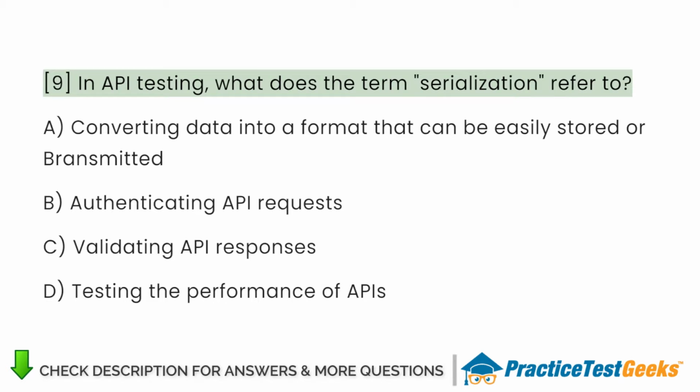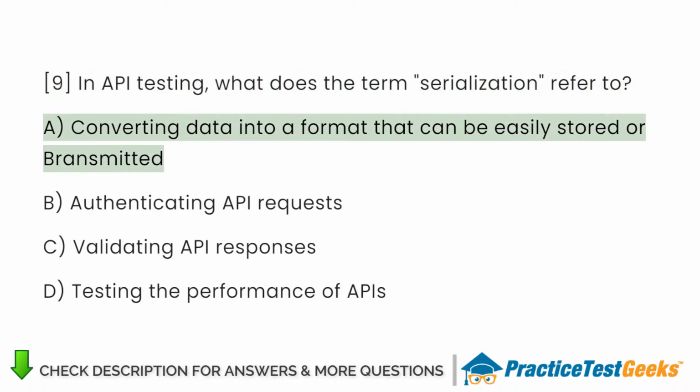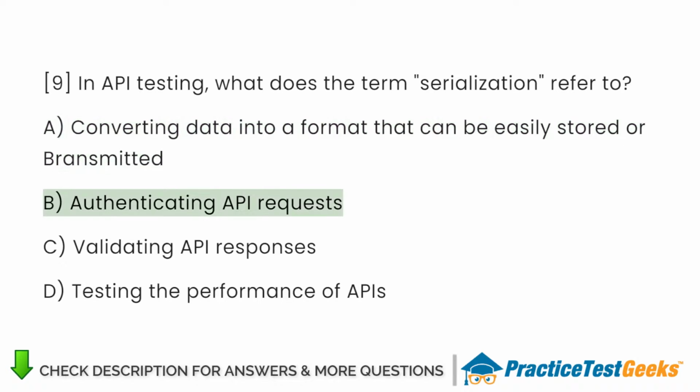In API testing, what does the term serialization refer to? A. Converting data into a format that can be easily stored or transmitted. B. Authenticating API requests. C. Validating API responses. D. Testing the performance of APIs.